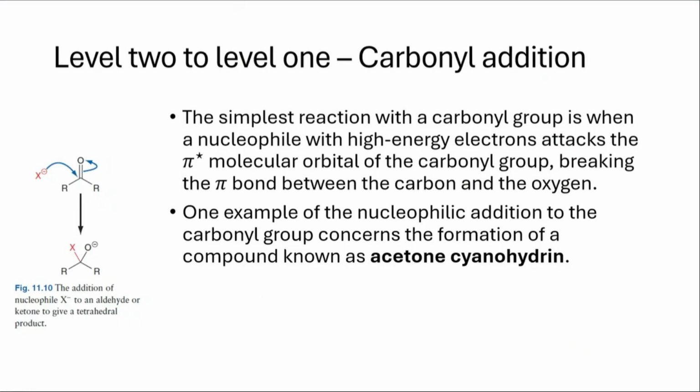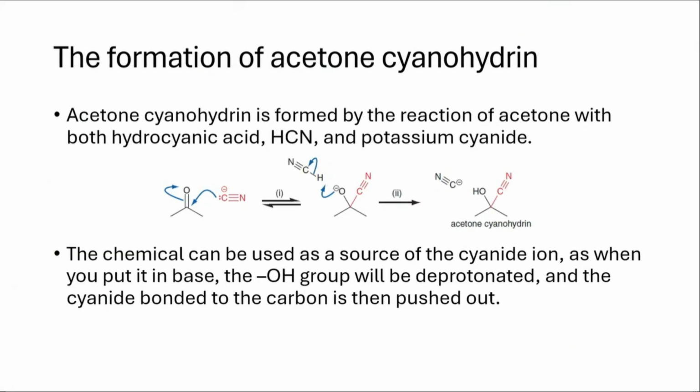The simplest reaction that can happen is known as nucleophilic addition to the carbonyl group. Right here is the overall reaction. We have our carbonyl group here and some nucleophile X minus, and using curly arrows, we can sum up the reaction. We get a new C-X bond, but there's also a redistribution of electrons from the pi bond between carbon and oxygen, which is pushed back onto the oxygen as a lone pair, giving it a negative formal charge.